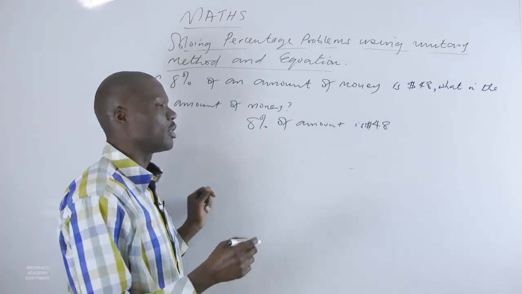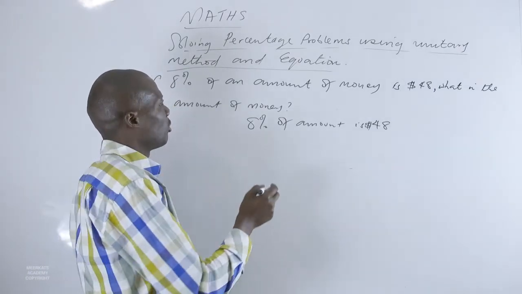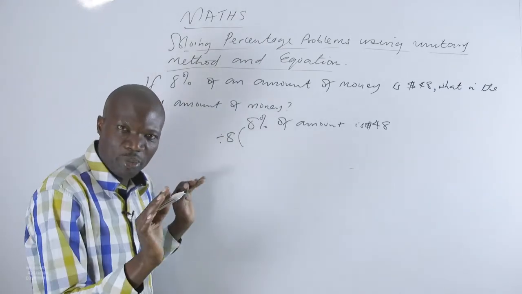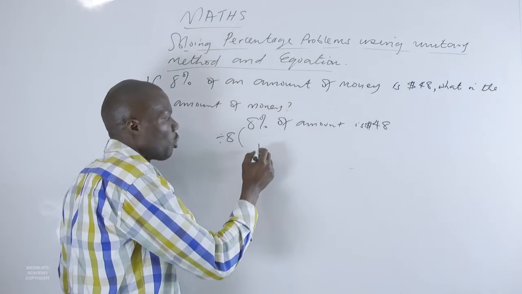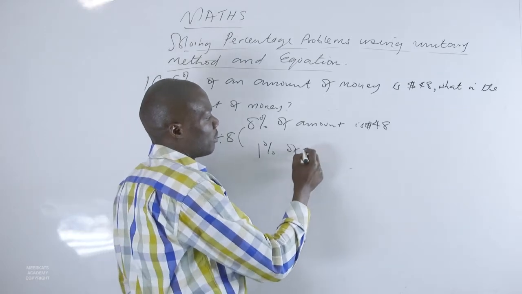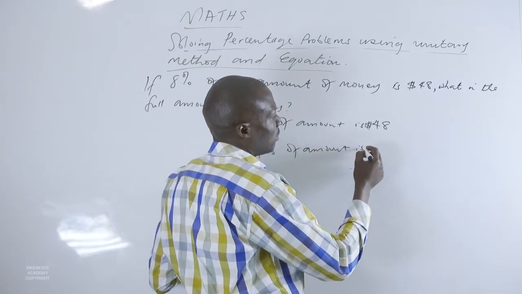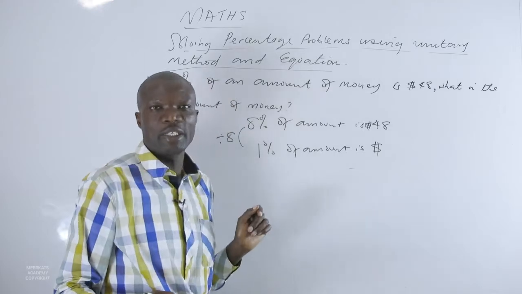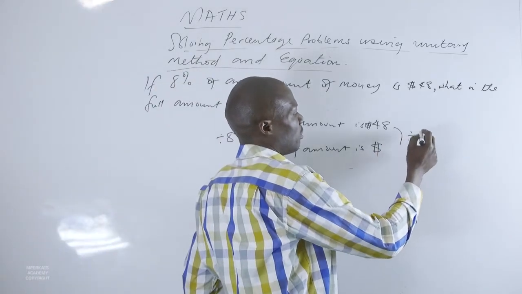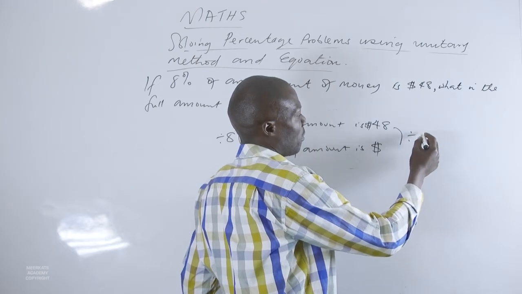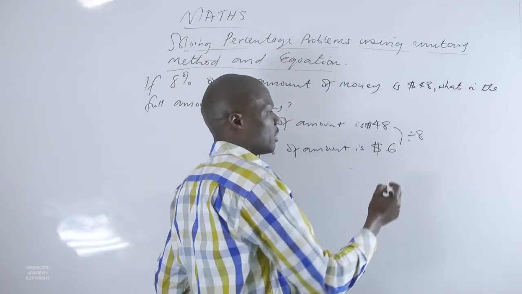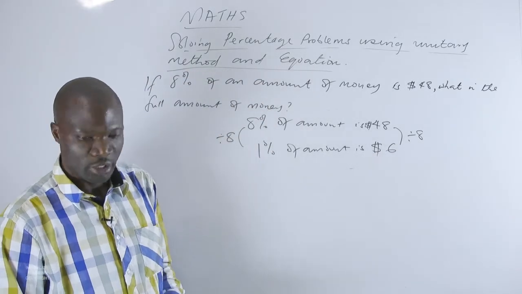The question here that comes is to find 1%. So to get 1%, we shall have to divide here by 8. Not 8%, but by 8, so that you remain with 1%. So 1% of the amount is equivalent to $48 divided by 8, which is $6.